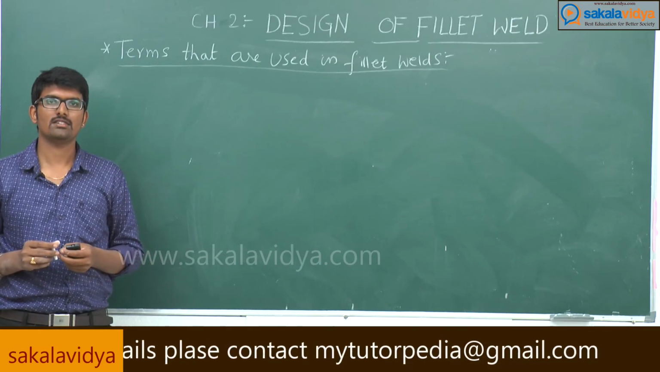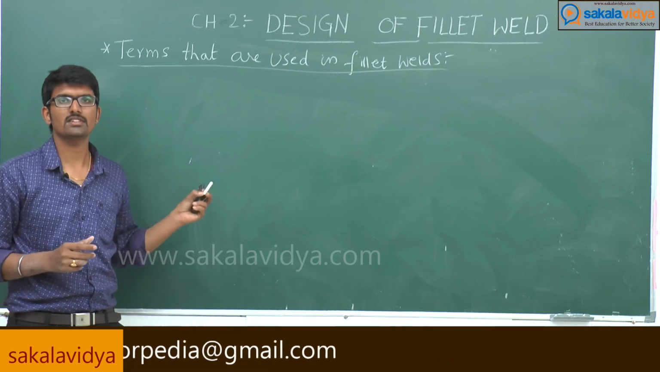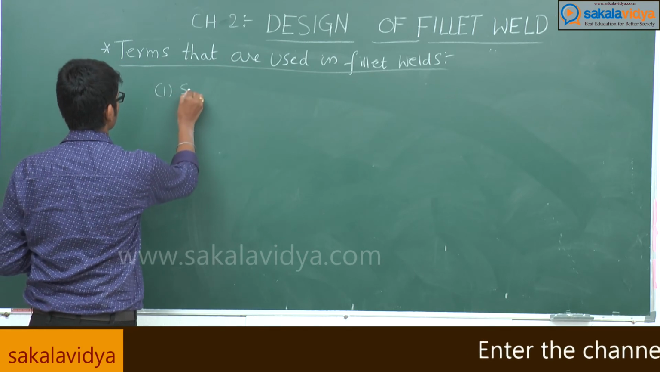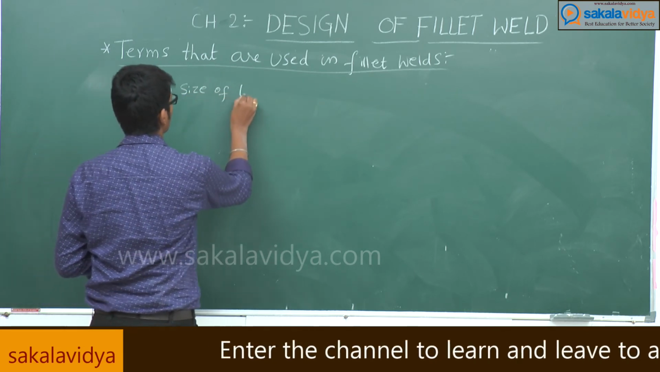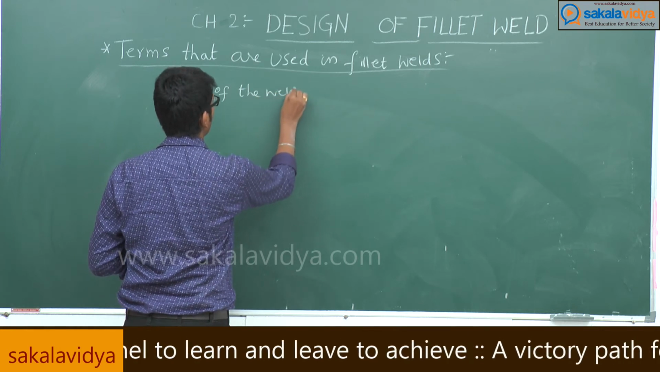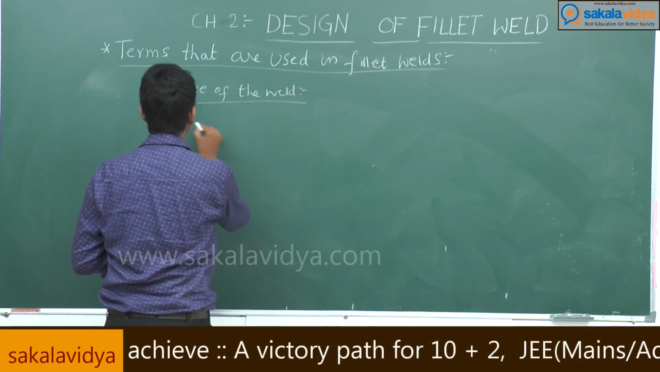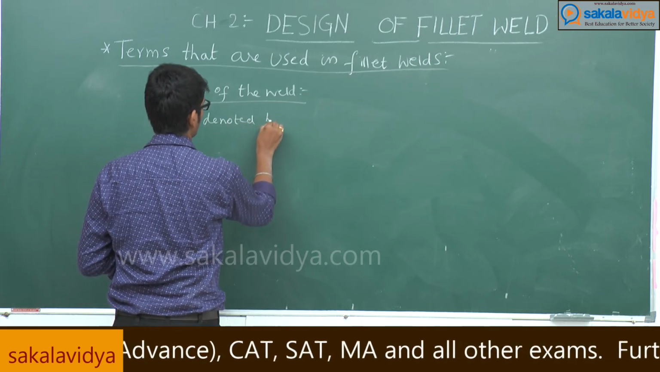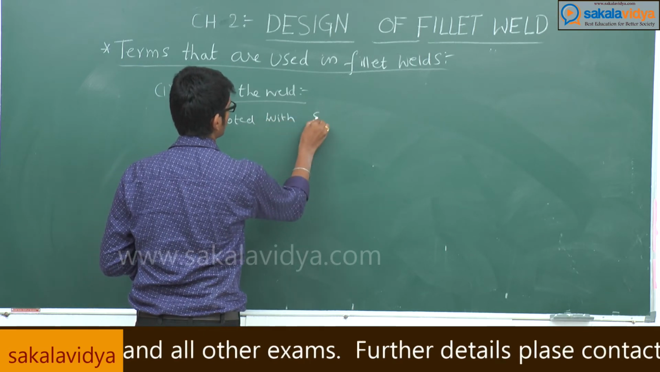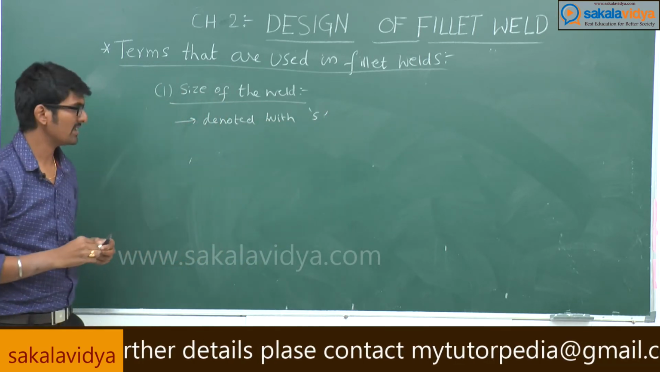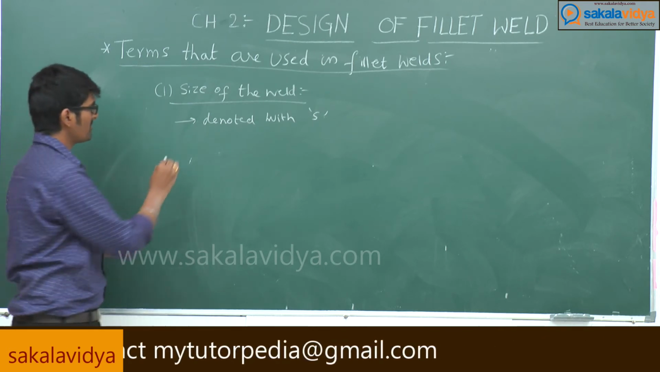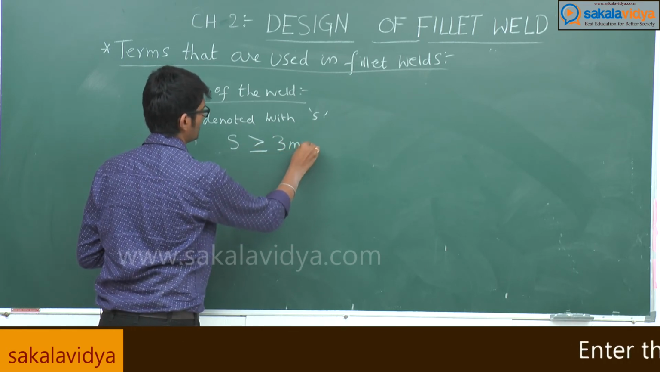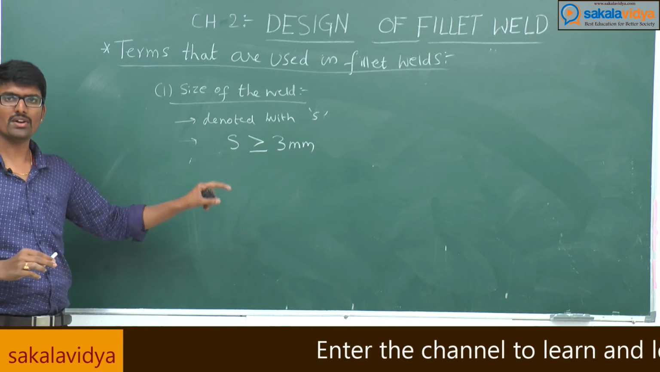The topic is the terms and terminology used in fillet welds. The first one is the size of the weld. It is mostly denoted with the letter S. In solving numerical problems, the size of the weld is given, but it must be greater than or equal to 3 mm. So the size of the weld must be equal to or greater than 3 mm.